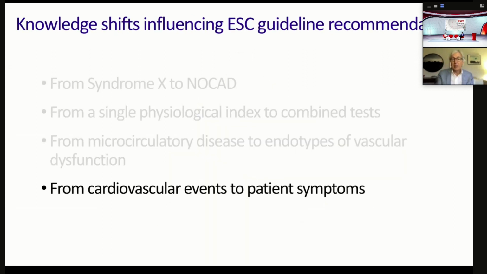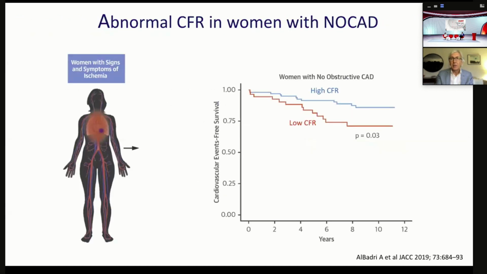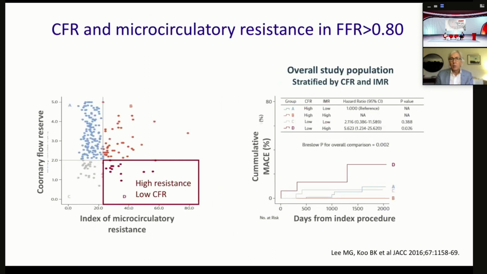Finally, the final part of my presentation is another important development. We move from cardiovascular events to patient symptoms. At this point, we learned with the WISE study that you may have more events in patients who have low coronary flow reserve. Can we do something for it? We don't know. What we know is that if you have a patient who has low coronary flow reserve and you have high resistance in the microcirculation, it is bad news.